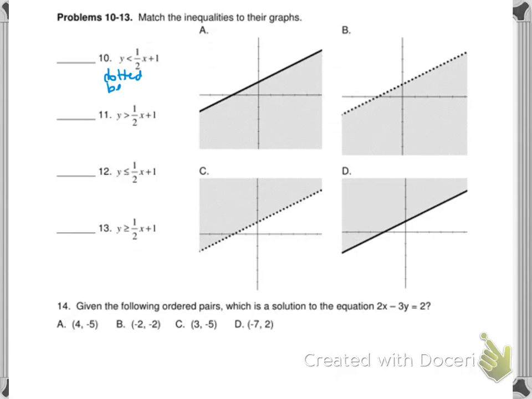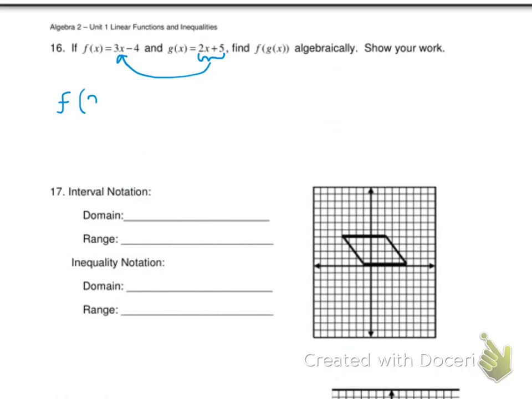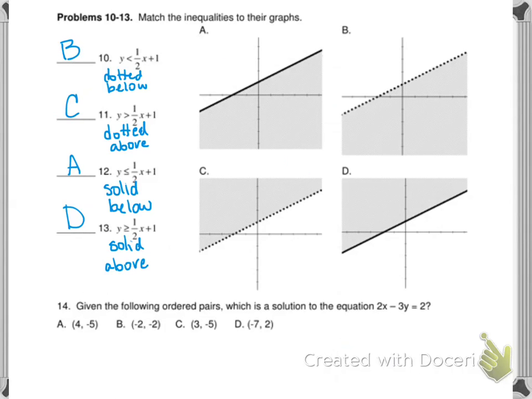Okay, so this is a dotted, shaded below, a dotted, shaded above, a solid shaded below, and a solid shaded above. So double check all those, make sure that you know how all of those work as far as dotted and solid lines.